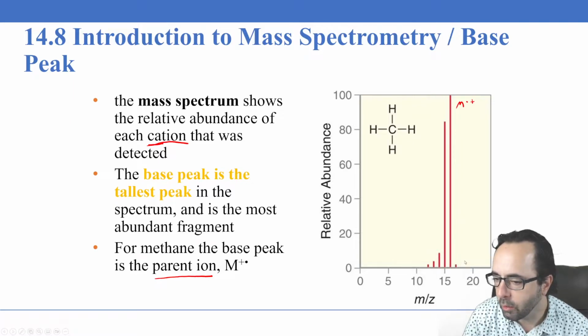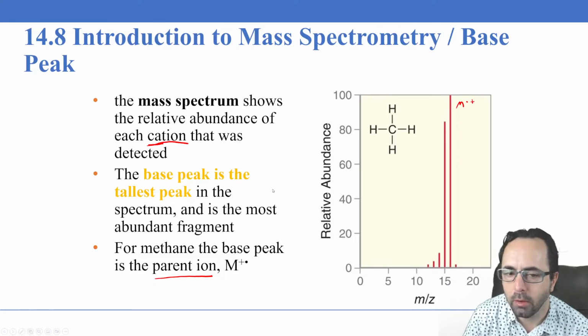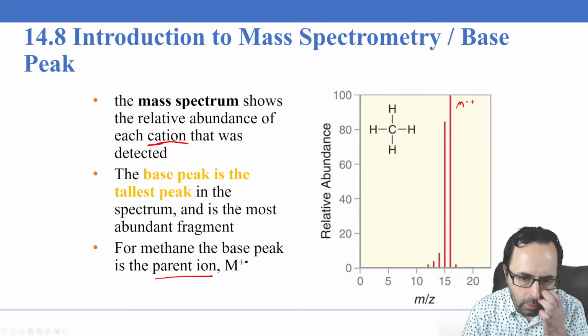Now you can see we got a little peak over here, right, at 17. What's that all about? Also, we have other peaks that are smaller than that, so let's talk about those in a moment. But here we're focusing on this molecular ion, which is 16 for the methane.